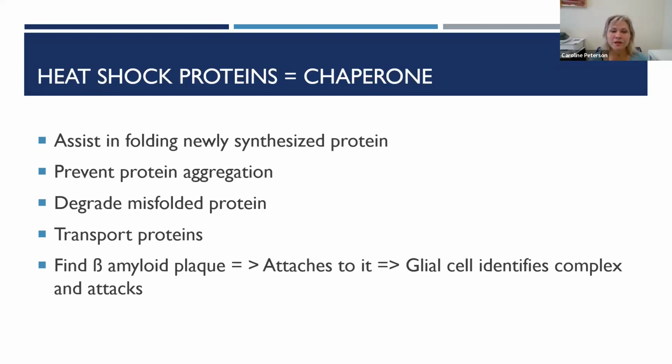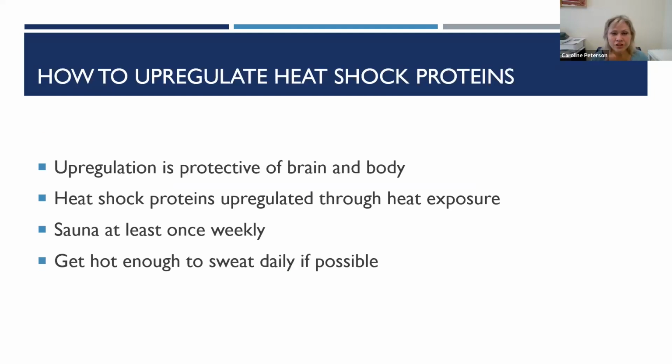So again, these heat shock proteins, that's where we started at. They're the chaperones. They're the ones that help us clean up things, help to identify the beta amyloid plaques so that the glial cells can attack it, try to clean it up. They're super awesome and important. And so we need to upregulate them.